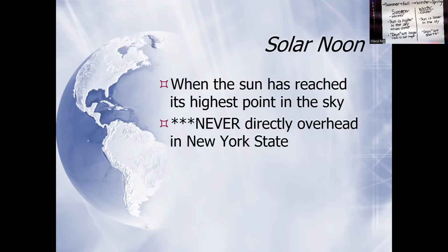Couple of vocab words. Solar noon is when the sun has reached its highest point in the sky. Remember, it is not necessarily when the sun is directly overhead. It's just when it's highest in the sky.